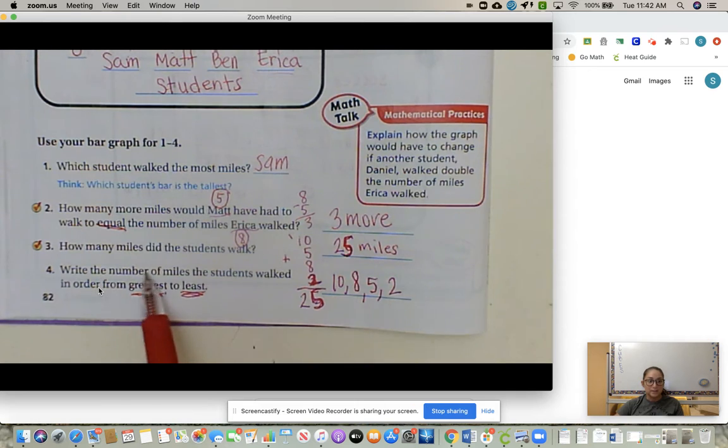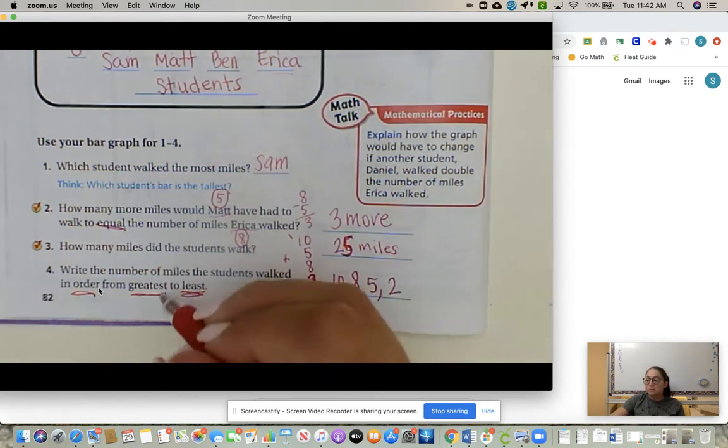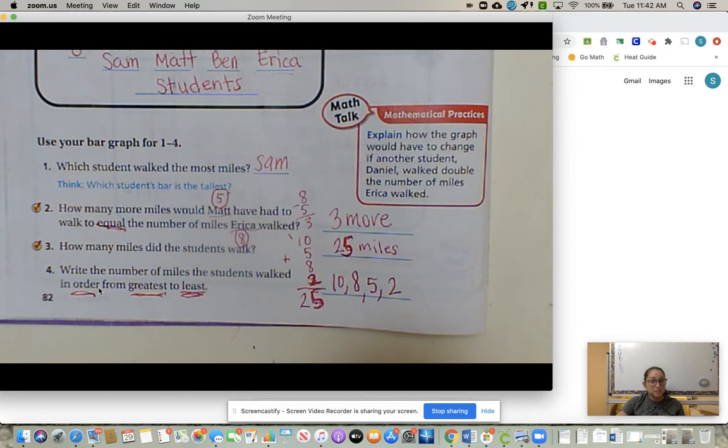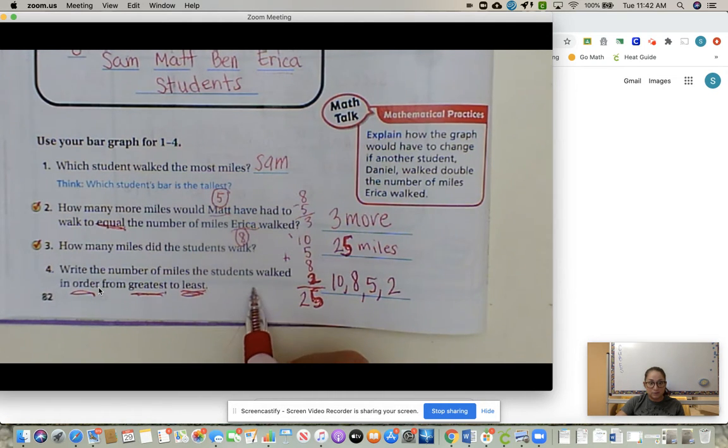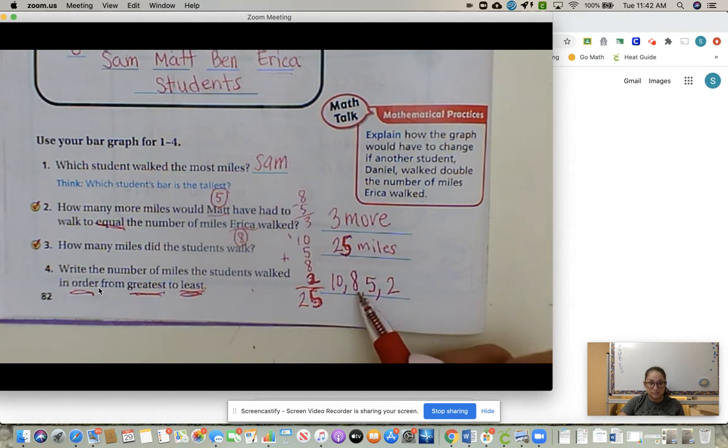Number 4, write the number of miles the students walked in order from greatest to least. So you need to pay attention to that. This is something we're going to do in the future. The greatest number goes first, and then you go all the way down until you're at the least. So 10 is the greatest, then it goes 8, then 5, and then 2 is the least number.